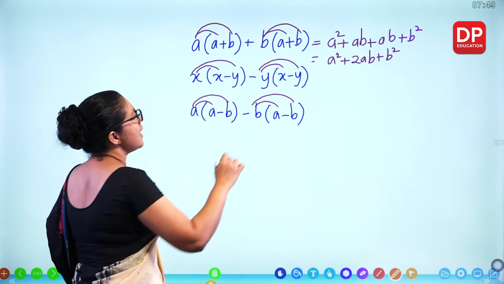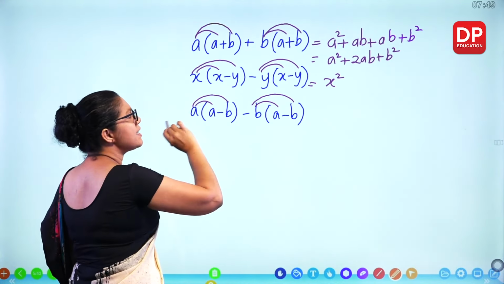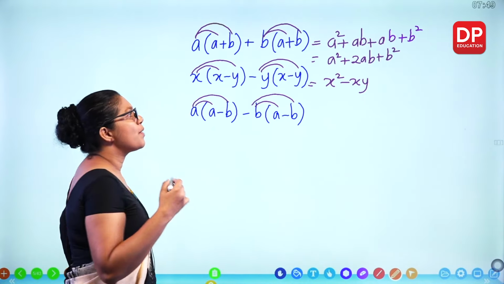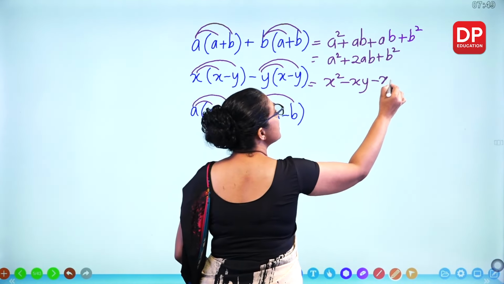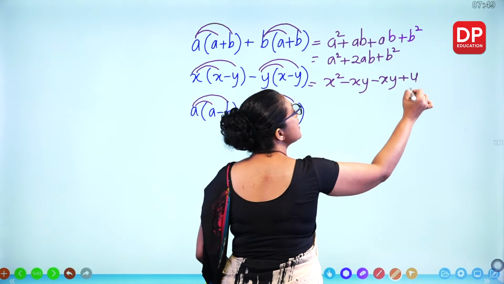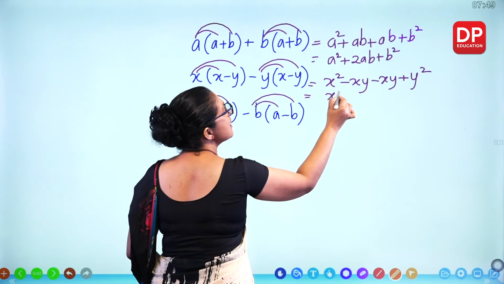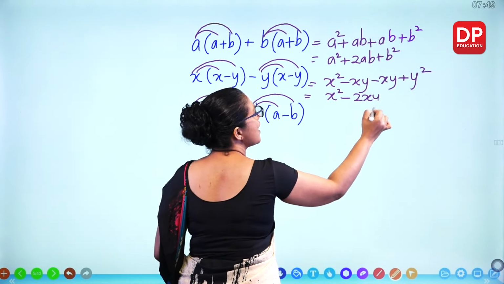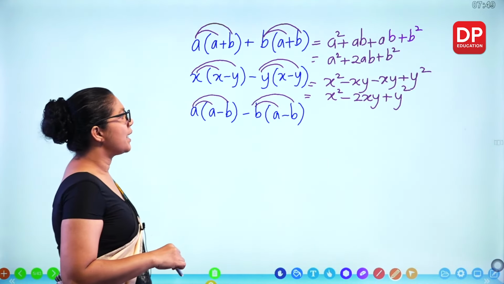This one, x into x, x squared. X into minus y, minus xy. Minus y into x, minus yx, or you can write minus xy again. Minus y into minus y, you get plus y squared. So what you get here, minus xy becomes minus 2xy. And you get y squared.